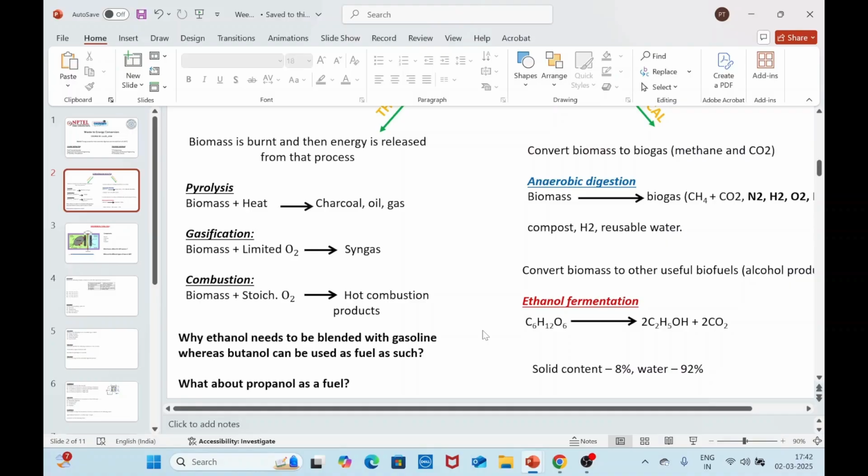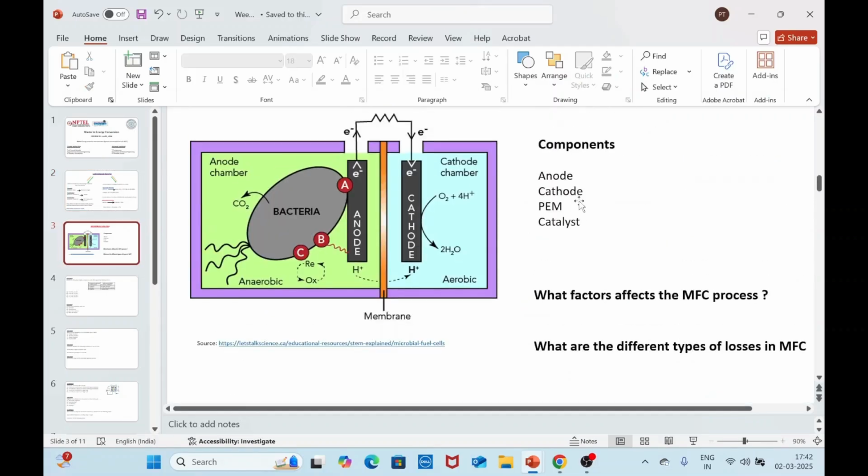There are also a few more processes, but we have questions which are there for us to discuss. So we will discuss these two processes in more detail when we discuss that question.